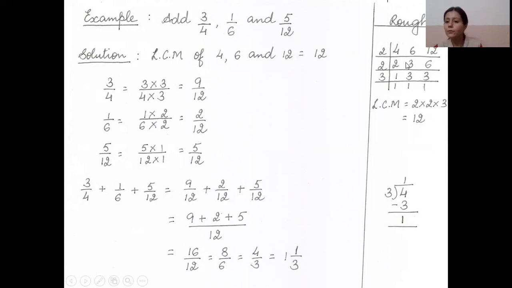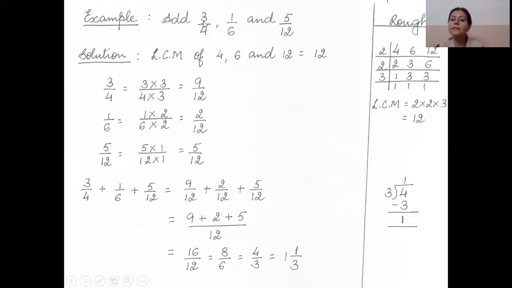2 2s are 4, 2 3s are 6, and 2 6s are 12. Again, 2 1s are 2, 3 is not divisible by 2. Copy down as it is, 2 3s are 6. Now 3 1s are 3 and 3 1s are 3. Now LCM will be 2 into 2 into 3. 2 2s are 4 and 4 3s are 12. So your LCM is 12, children.